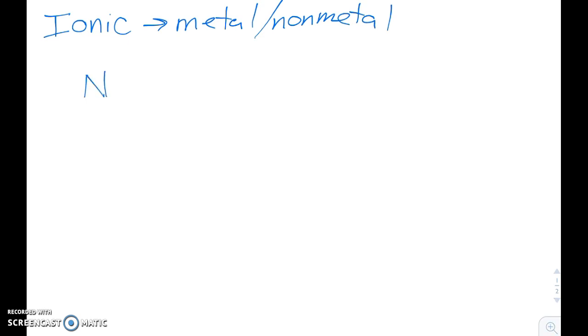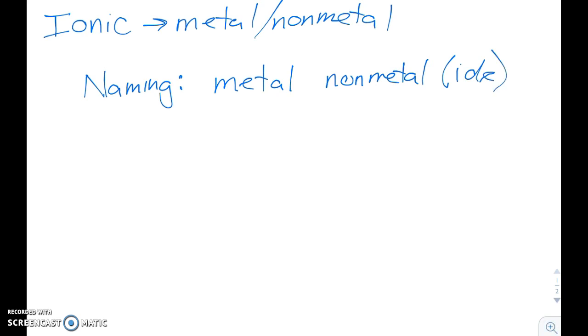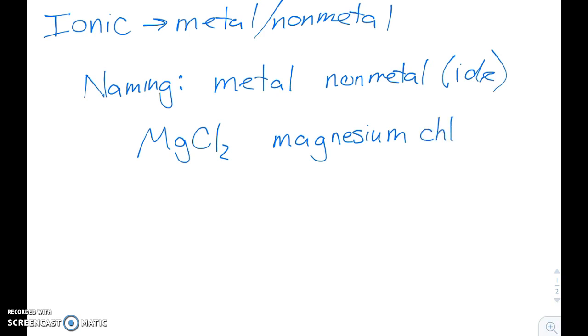In terms of naming, it's pretty straightforward. What you do is you name the metal, and then you name the non-metal, but you end it in "ide." So for example, if you see MgCl2, you would know that Mg, or you could look up on the periodic table that Mg is magnesium, and Cl is chlorine, so we would change chlorine to chloride.